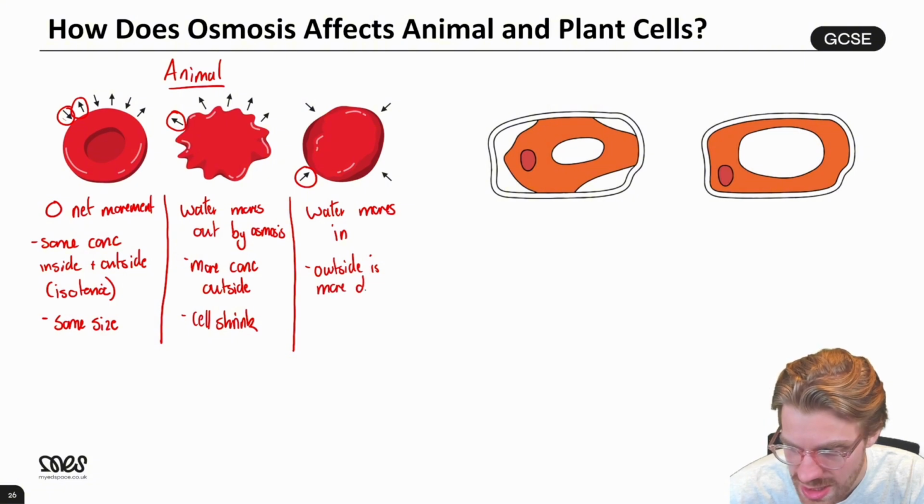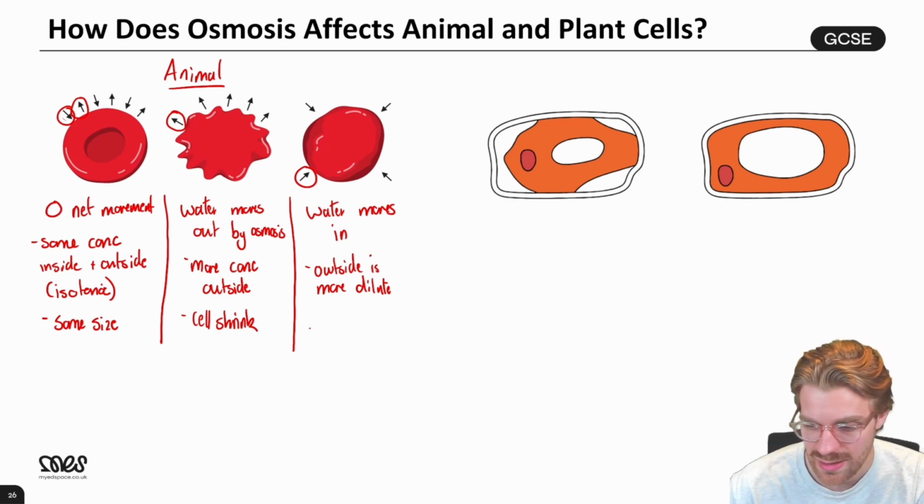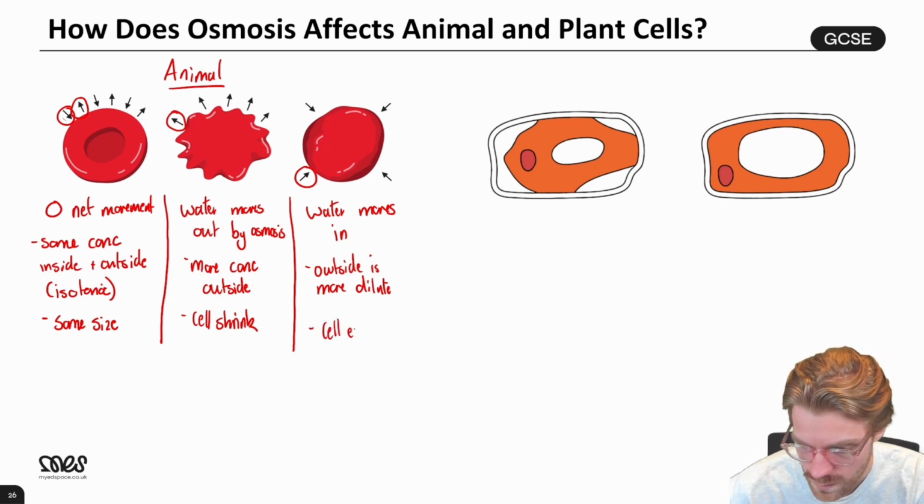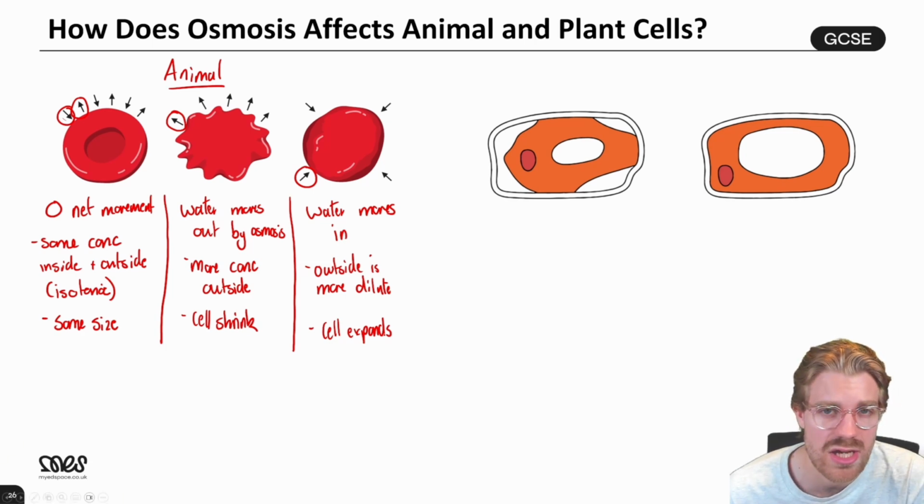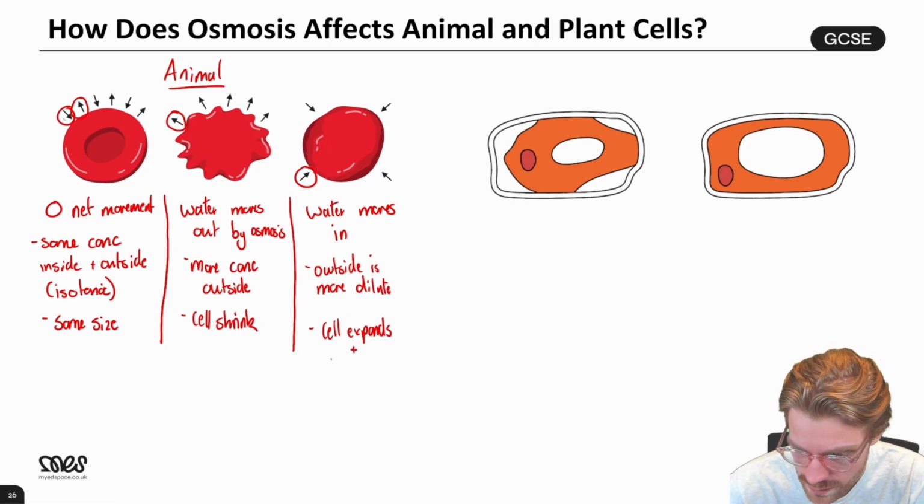There's more water outside compared to inside. And this means that the cell is going to expand. But the problem is animal cells do not have a cell wall, and the cell membrane can't just continue expanding indefinitely. It's a little bit like a balloon. Eventually, the cell might burst.